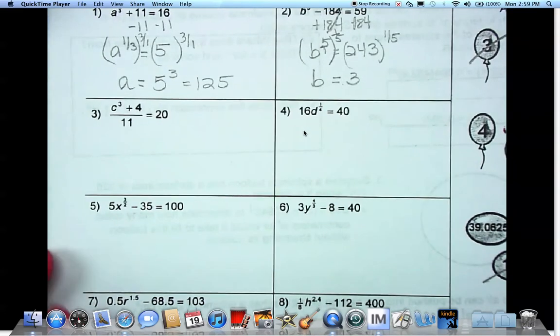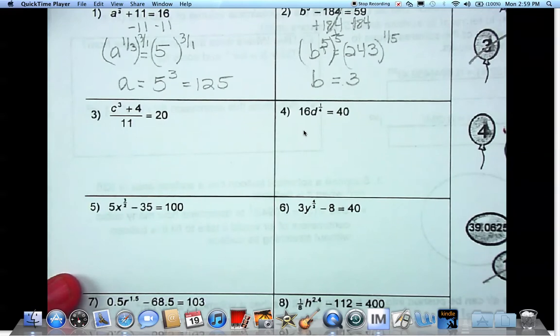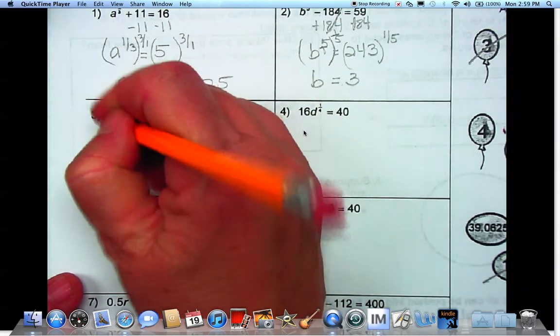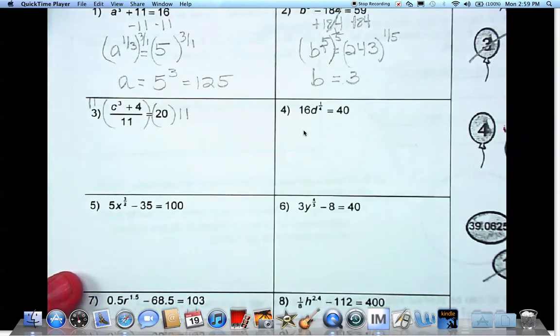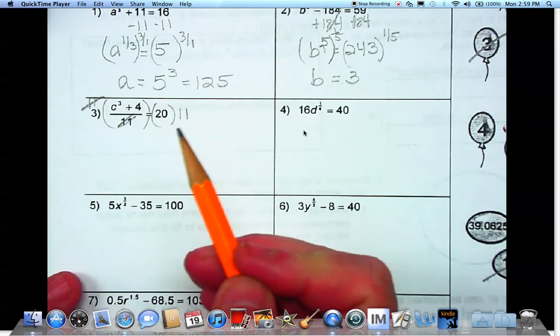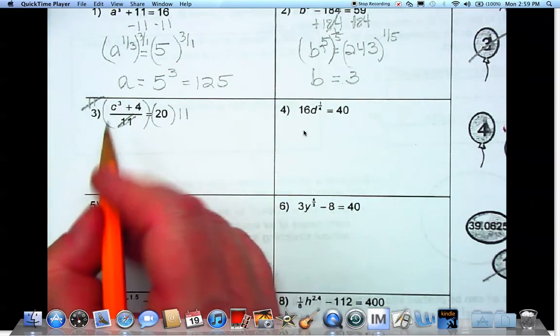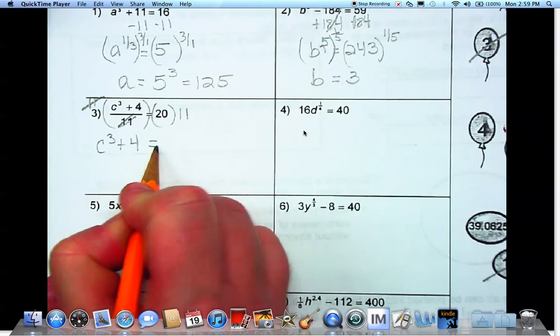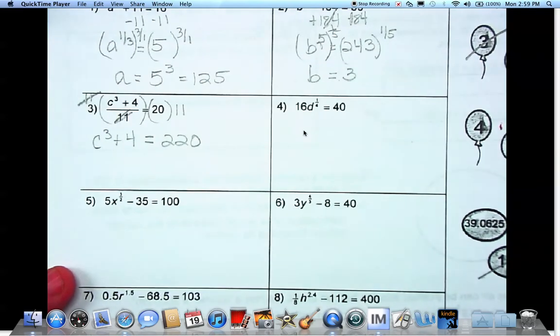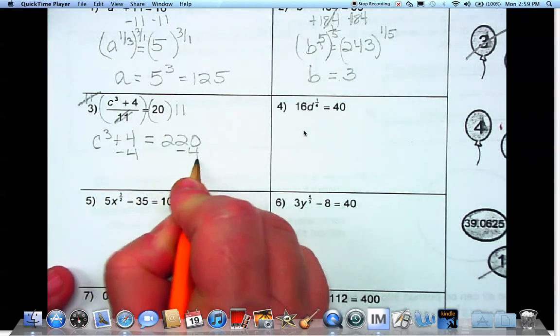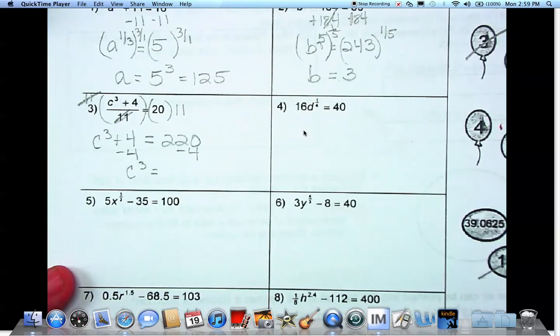Okay, what should we get rid of on number 3? The 11. Yep, we've got to get rid of it. It's in the denominator. We're dividing by 11, so what do we do? Multiply by 11. Good. The 11s on the left will cancel out, won't they? So what do you get on the left? 220. 20 times 11. Pedro, what's next? From there, you would subtract 4. Okay, good. So c to the 3rd equals 220 minus 4, 216.